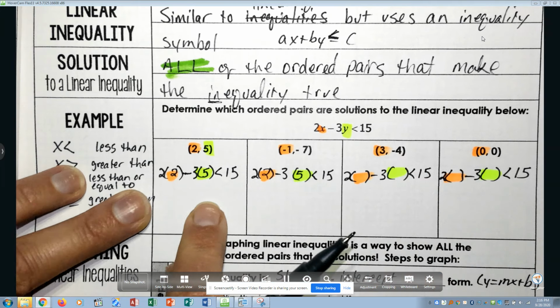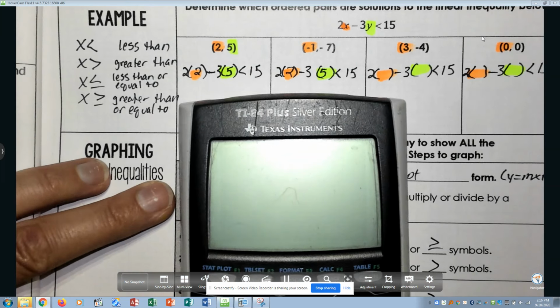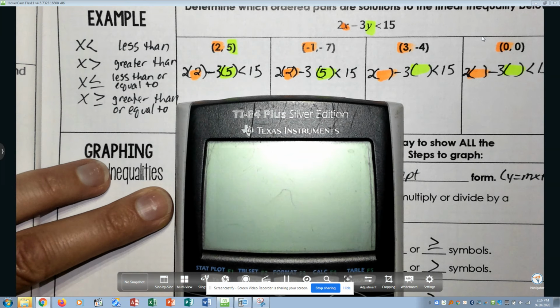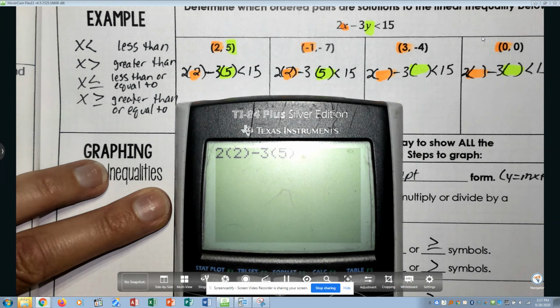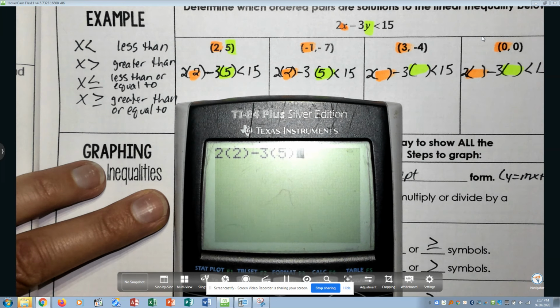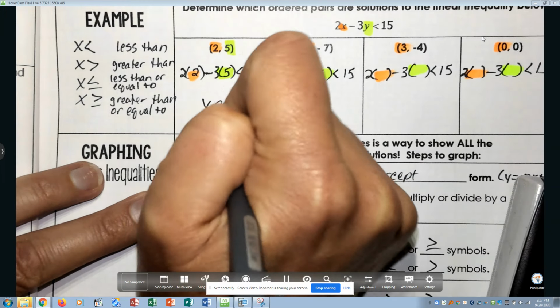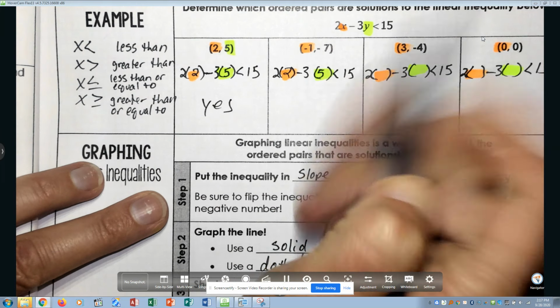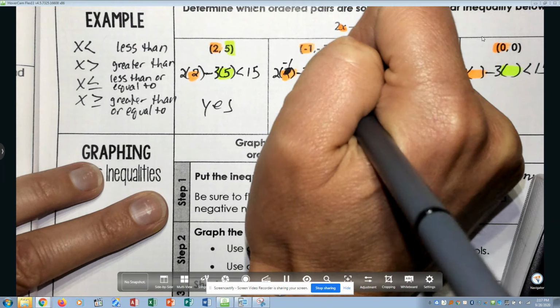So we want to know which of these points make it true. So is 2 times 2 minus 3 times 5 less than 15? Yes, it is. Negative 11 is less than 15. So yes. Guys, I'm sorry. I don't know why I put this here. This should be a negative 1, and this should be a negative 7.